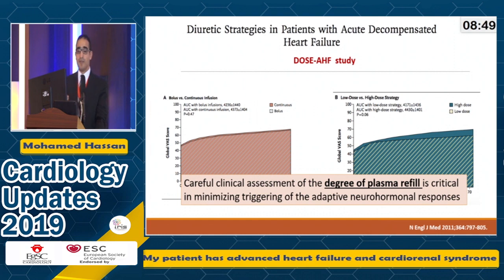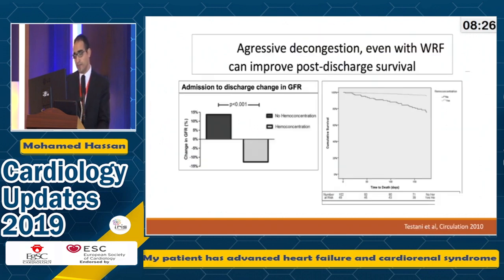And importantly, once you are monitoring your patient, you should have careful clinical assessment to assess the degree of plasma refill. You are diuresing the blood volume from the intravascular space, and you are waiting till it's refilled from the interstitium. So this will need careful monitoring of the kidney function to avoid a decrease in the intravascular volume, which actually triggers activation of the RAS system and may lead to worsening of renal function.